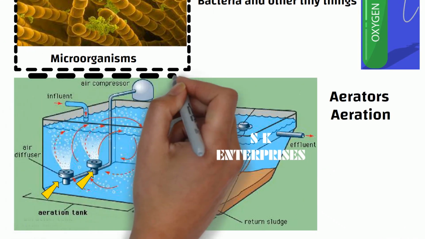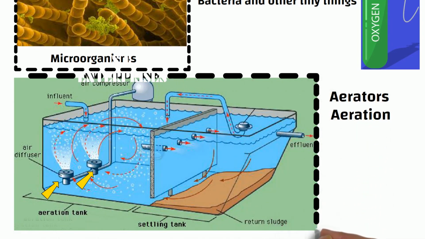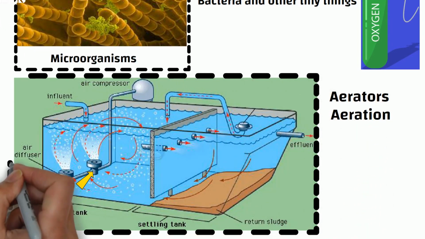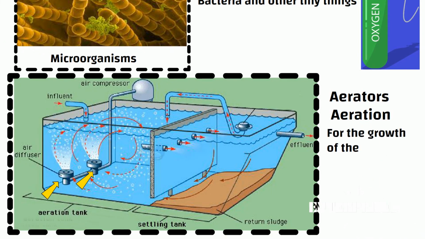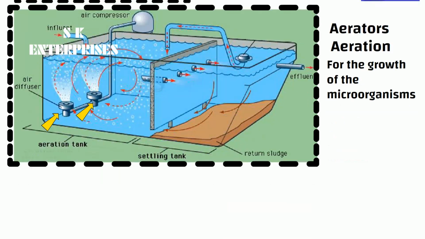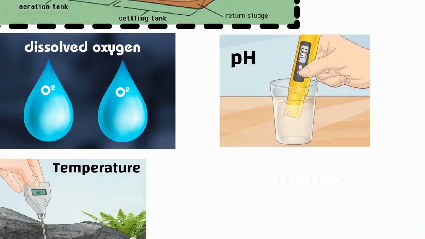The aeration process is carefully monitored to ensure that the conditions in the tank are optimal for the growth of microorganisms. This includes monitoring parameters such as dissolved oxygen, pH, and temperature.